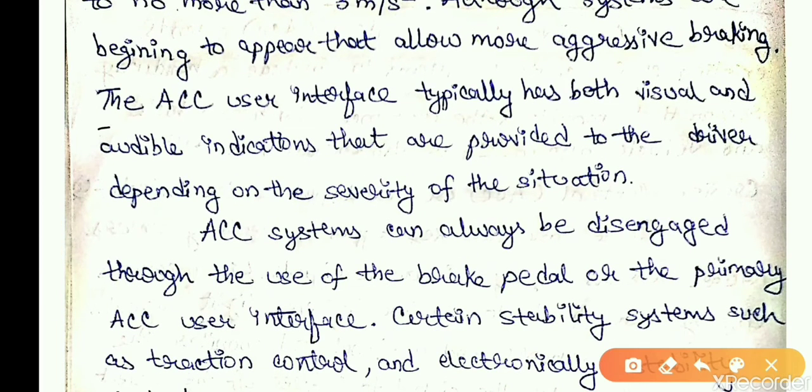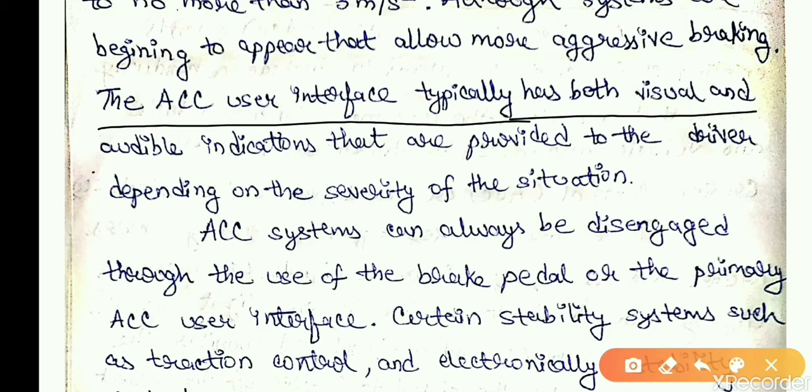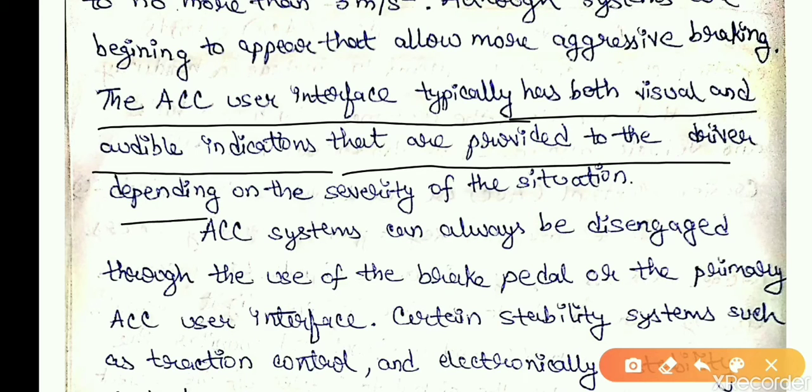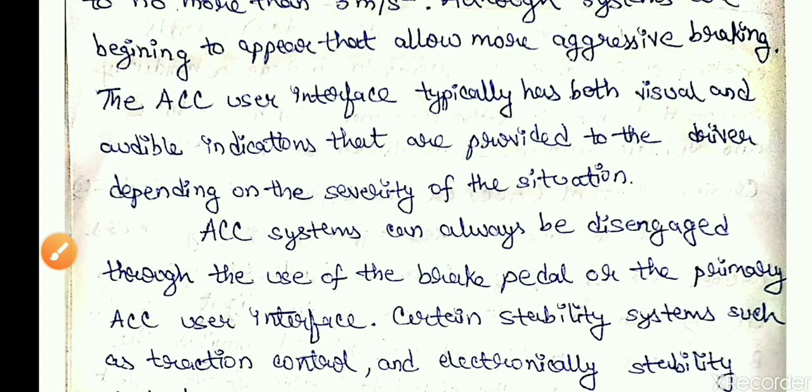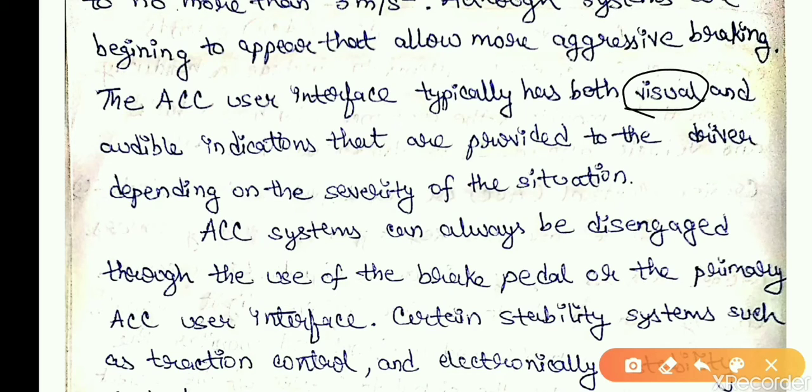Now see, the ACC user interface typically has both visual and audible indications that are provided to the driver depending on the severity of the situation. Nowadays in many vehicles it gives a visual effect also. That means it shows you the maximum safe distance and minimum safe distance between your vehicle and the vehicle in front of you, and it also gives you an audible indication.